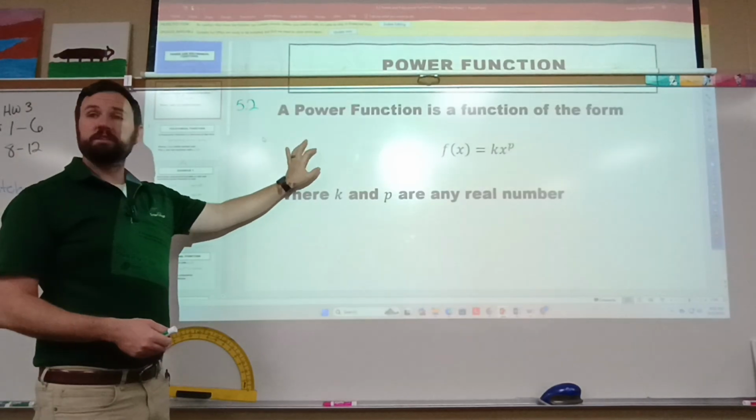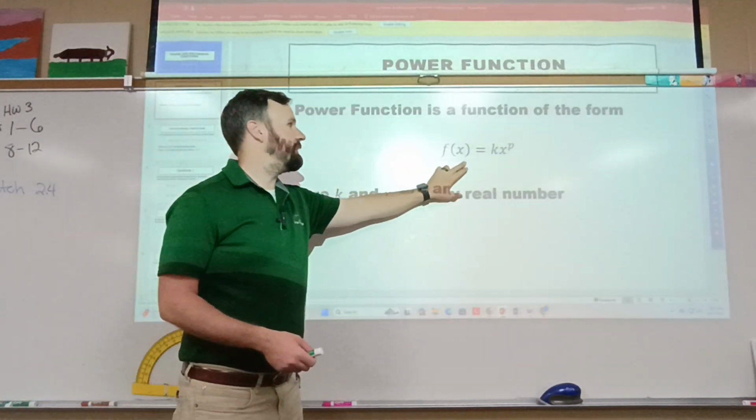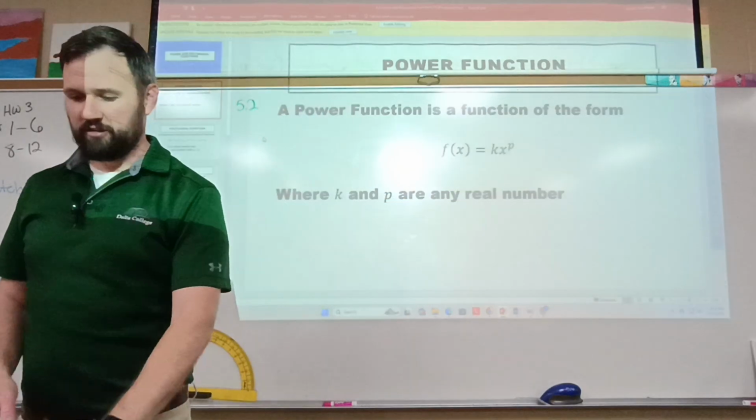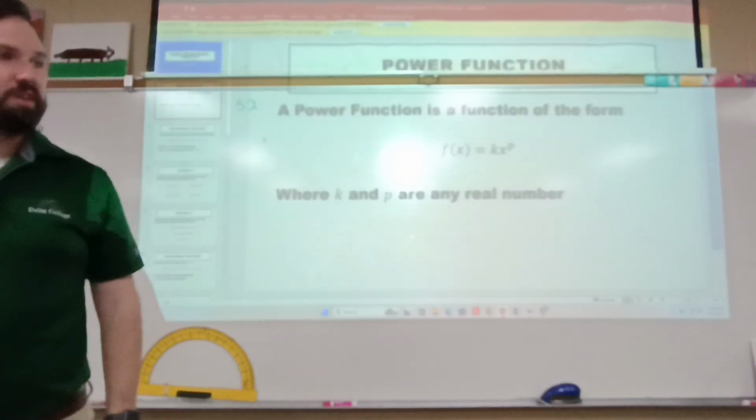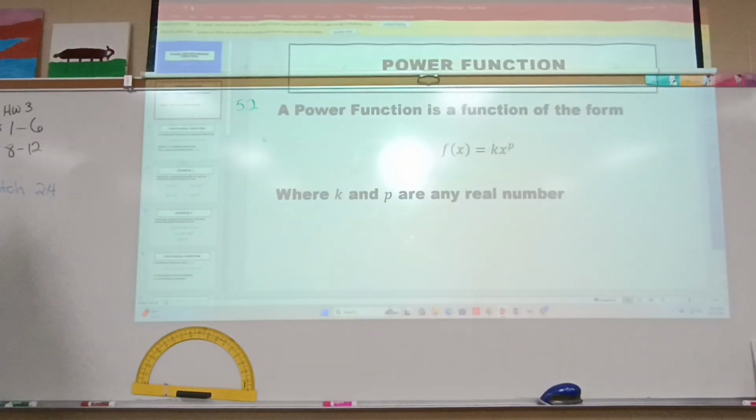A power function is any function that's k times x to the p, where p can be any real number. Okay? It can be any real number. So could p be a fraction? Yeah. Can p be negative? Yeah.